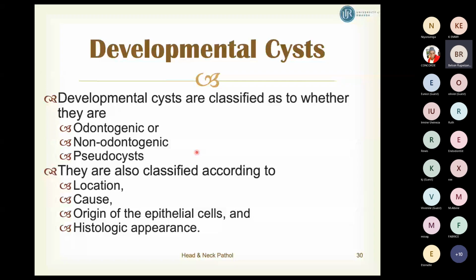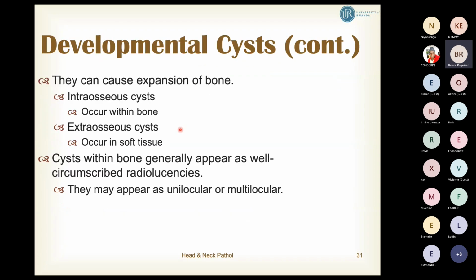They are also classified according to the location, the origin of the epithelial cells, and histogenic appearance. Odontogenic means it comes from the tissue which produces teeth; the same tissues producing the cyst are the same which give rise to the dental masses. While non-odontogenic has an epithelium, but that epithelium has nothing to do with the odontogenic epithelium. They can cause expansion of the bone, especially the mandible or maxilla. So if the cyst is within the mandible, it can cause expansion of the mandible.